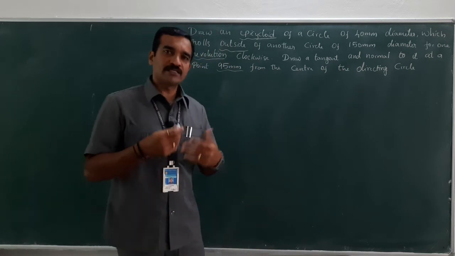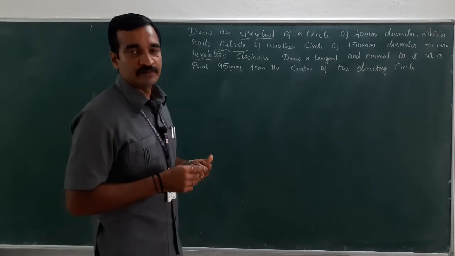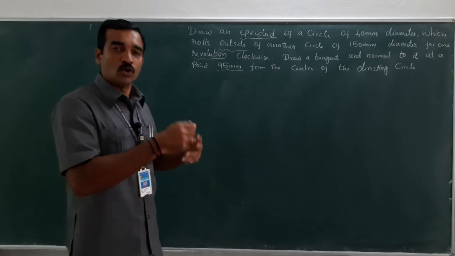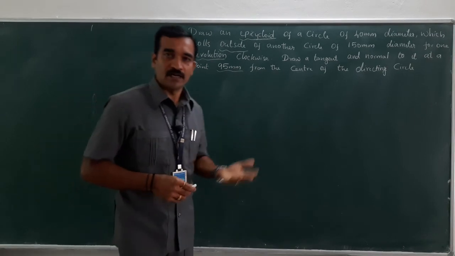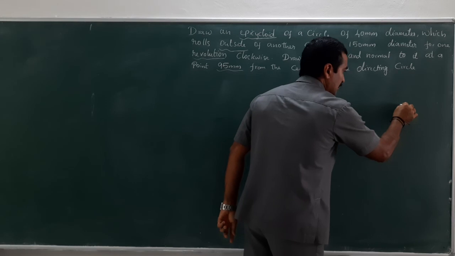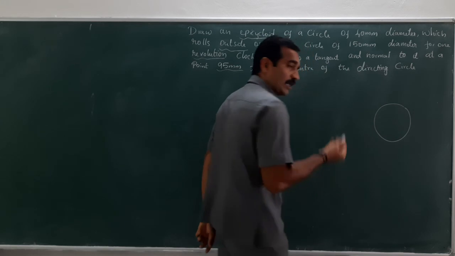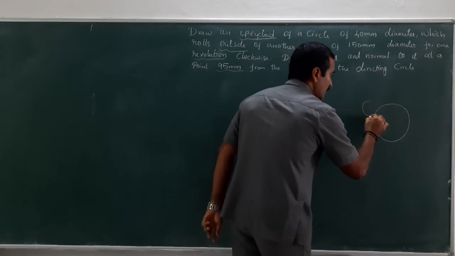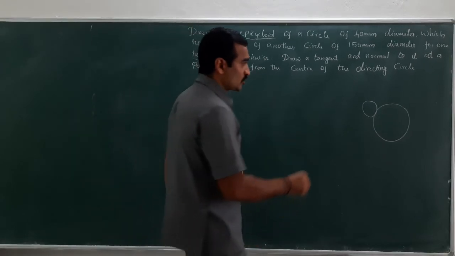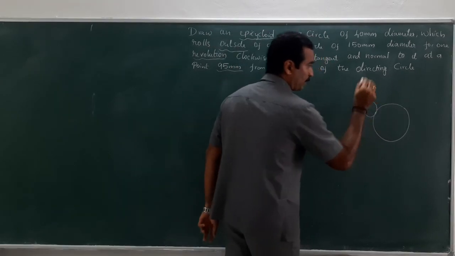By the way, what is an epicycloid? An epicycloid is a curve traced by a point on the circumference of a circle which rolls over, or outside of, another circle without slipping. Suppose this is the directing circle, or base circle. Over this, the generating or rolling circle starts rotating in clockwise direction to complete one full revolution. This is the contact point.